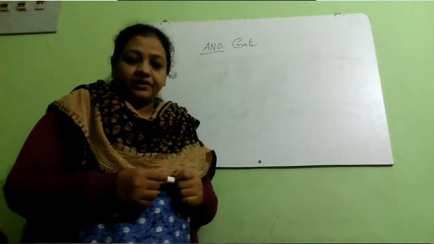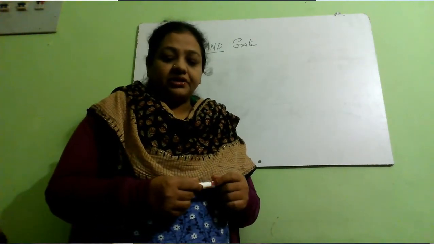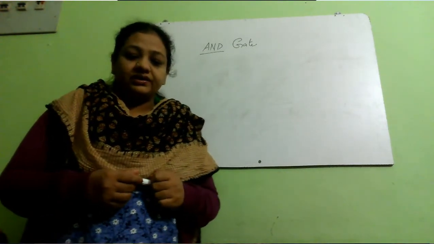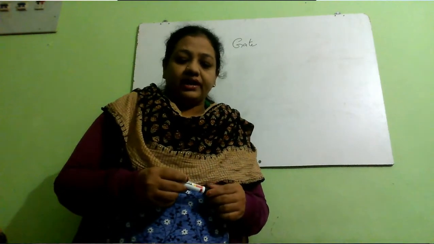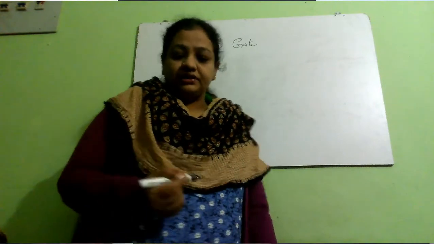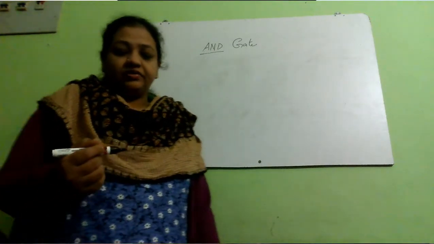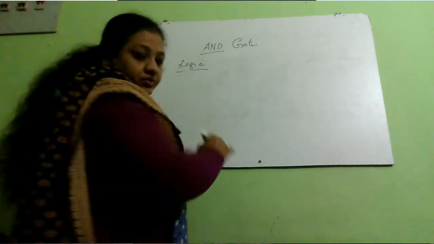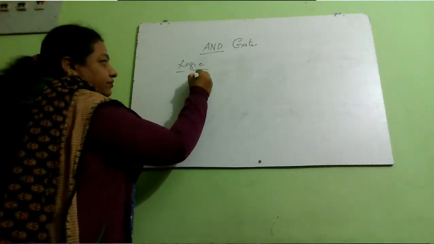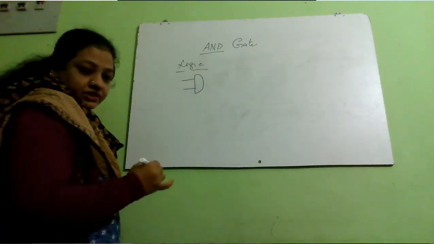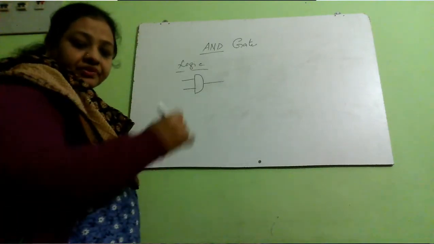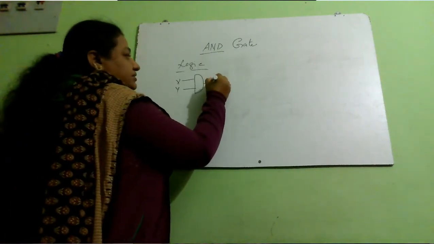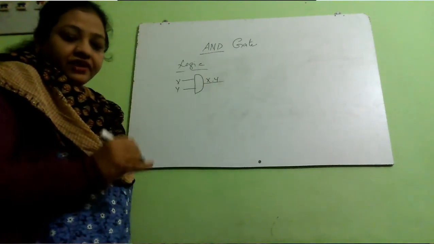Let us continue with the next gate, that is the AND gate. The AND gate is also called logical multiplication or logical product. An AND gate can have two or more inputs and only one output. It is used to perform the AND operation of Boolean algebra, which says that 0 and 0 is 0, 0 and 1 is 0, 1 and 0 is 0, 1 and 1 is 1.